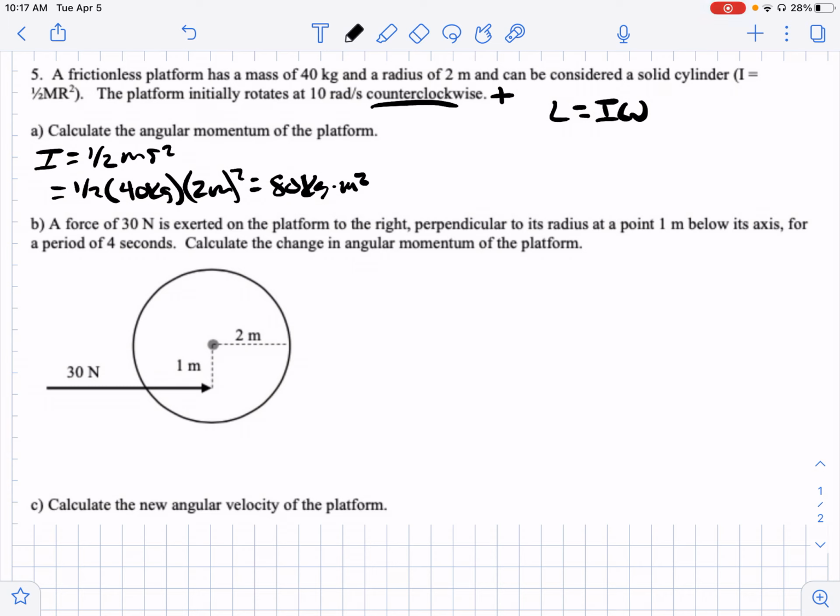Now we can plug it into our equation to solve for the angular momentum. So your angular momentum will equal 80 kilograms times meters squared. And that initial angular velocity was 10 radians per second. So your angular momentum is equal to 800 kilograms times meters squared per second.